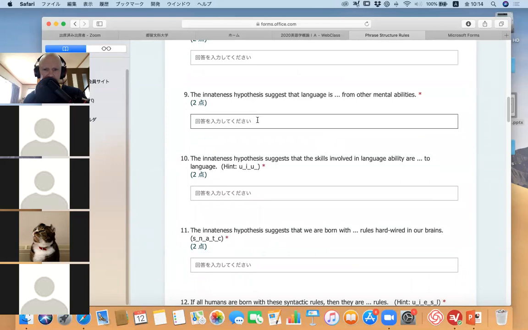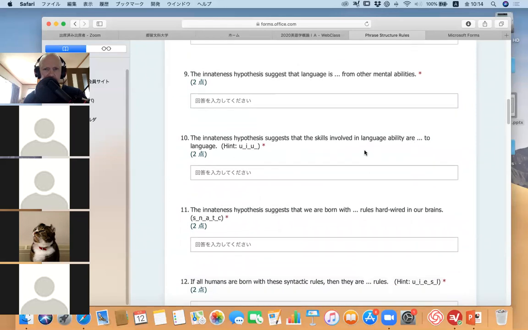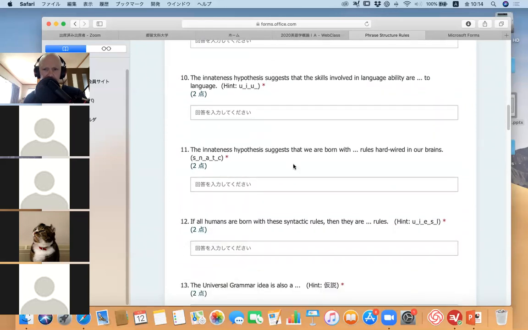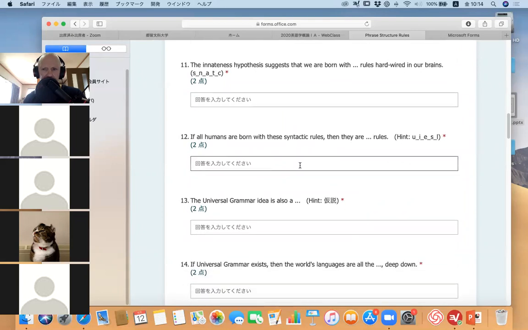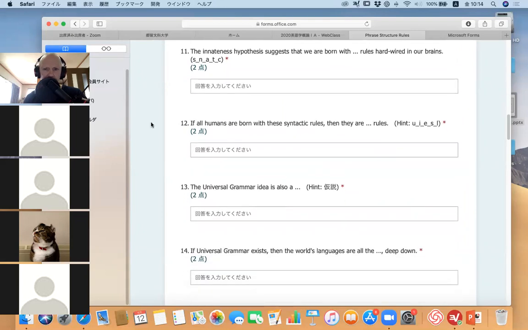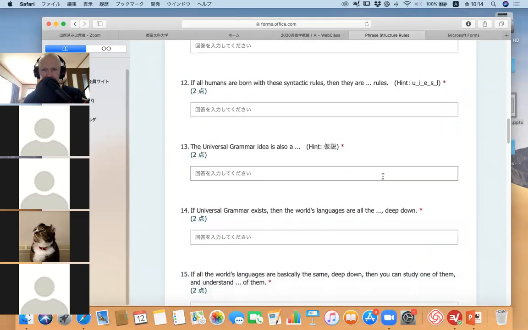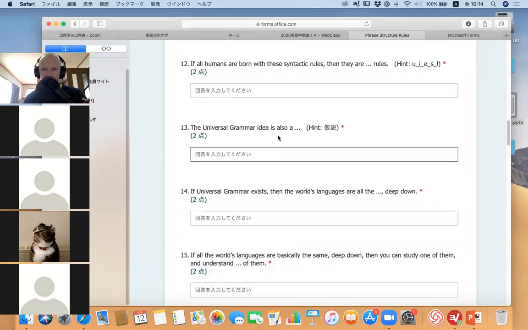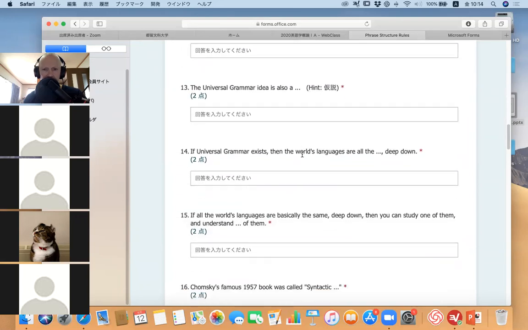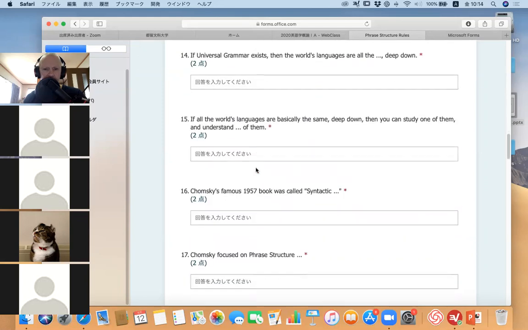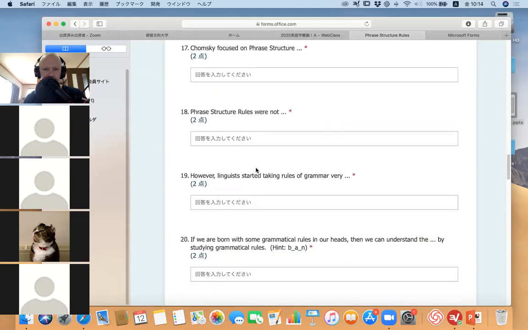And I'm going to leave that there. Skills involved in language ability are unique to language, okay? And we're born with syntactic rules hardwired in our brains. If all humans are born with these syntactic rules, then you should be able to work this out, yeah? That is also a hypothesis, okay? They're all the same deep down. Deep structures and so on.